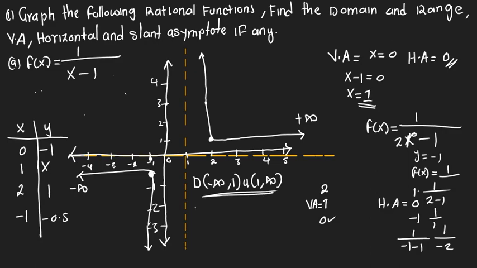Then you get your range. It's coming from negative infinity, which is here, all the way to positive infinity. So your horizontal asymptote where y is equal to 0. So you're going to have negative infinity to 0 there, union, 0 all the way to positive infinity. That's how you find the first one.